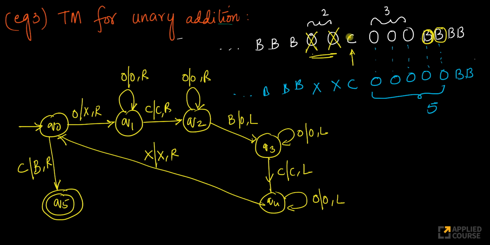So what do I do now? This C, I'll convert it into B, right? Now what do I have? Look at this. What do I have? I have my 5 zeros that I want here. Again, this is one of the Turing machines for Unary addition. We can also design other Turing machines.